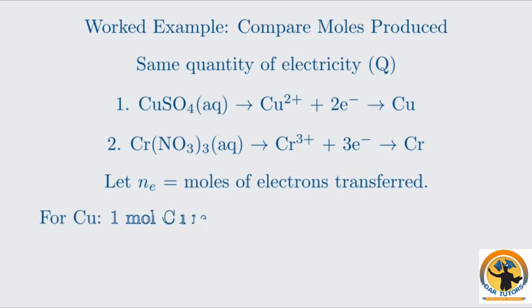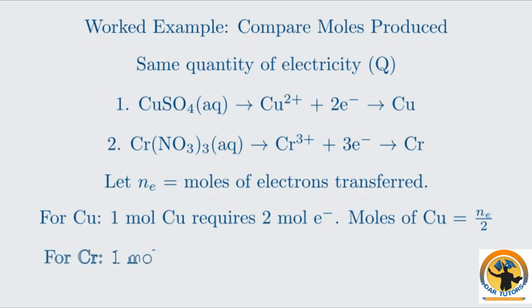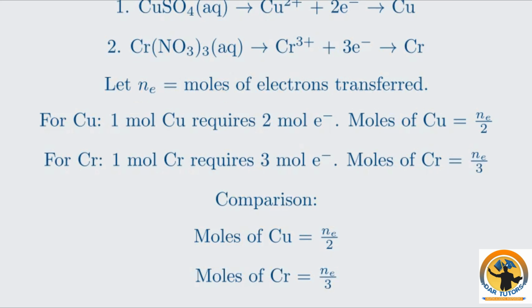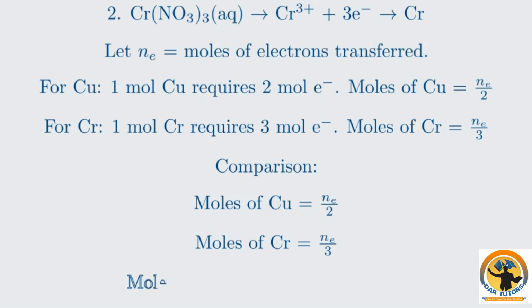The reduction of copper(II) requires 2 moles of electrons to produce 1 mole of copper. The reduction of chromium(III) requires 3 moles of electrons to produce 1 mole of chromium. Therefore, the number of moles of copper produced is 1/2 of n_e, and the number of moles of chromium produced is 1/3 of n_e. This clearly shows that more copper is produced than chromium for the same amount of charge. The ratio of moles of copper to moles of chromium is 1/2 to 1/3, which is 3 to 2. This demonstrates Faraday's second law. The amount of product is inversely proportional to the charge of the ion.